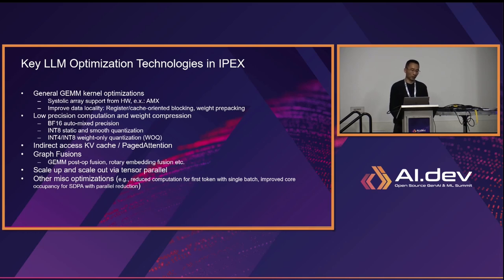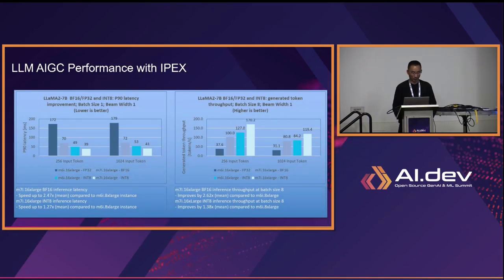And we will try to use low precision computation like BF16 and INT8 to make the model smaller when run on the hardware. And we also try to use indirect access, KV cache, page attention, these kinds of details to make the MHA part as efficient as possible. And also some graph fusion, this kind of thing. So with all these optimizations, we can have good performance even when we run on a single CPU.